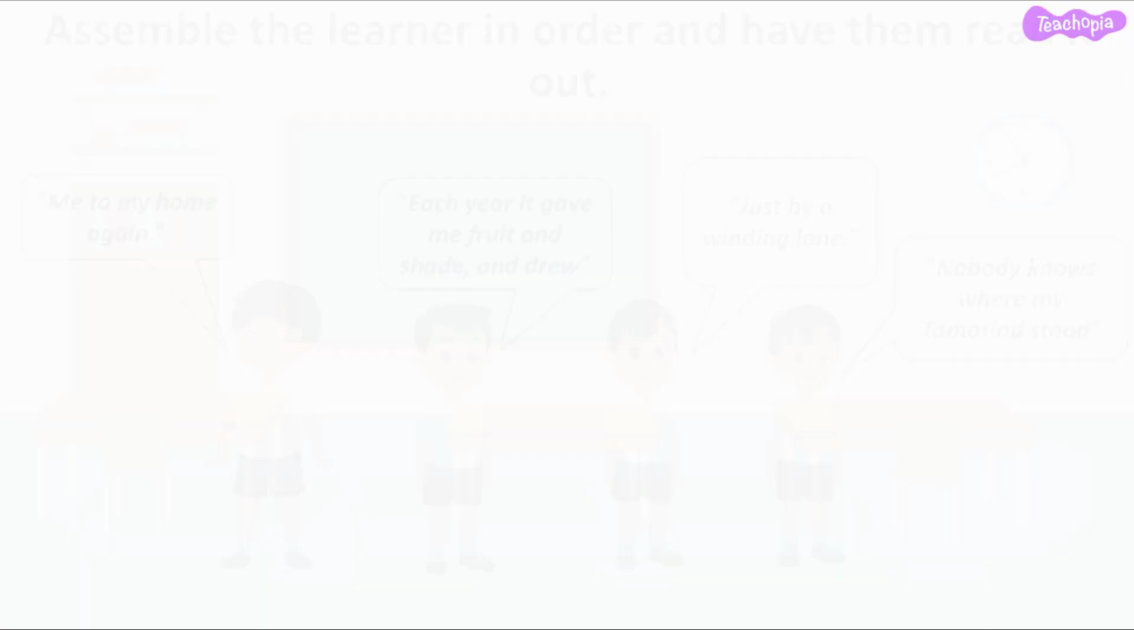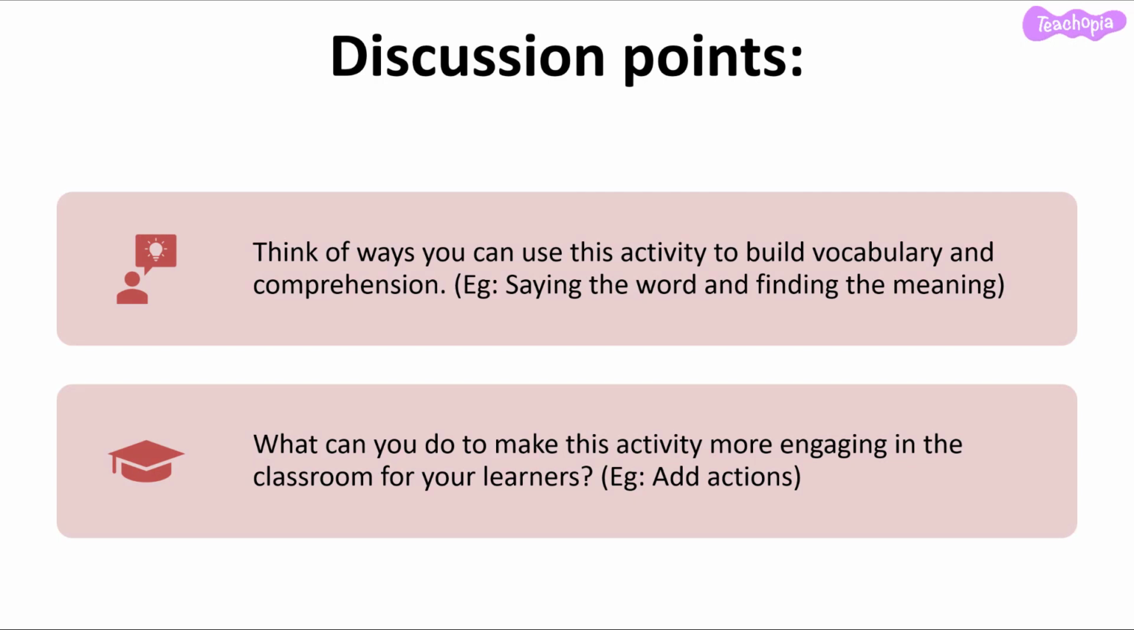Now to discuss a few points based on our previous activity. Can you think of ways you can use this activity to build on your learner's vocabulary and comprehension? For example, saying the word and finding the meaning. What can you do to make this activity more engaging in the classroom for your learners? You could add actions as you call out each line in the poem to make it more interesting.